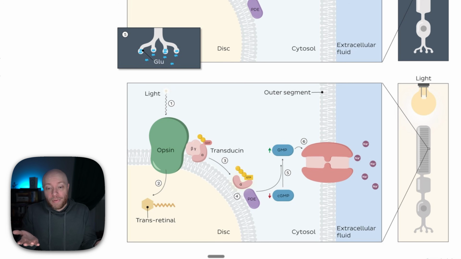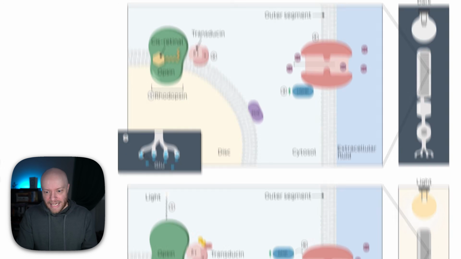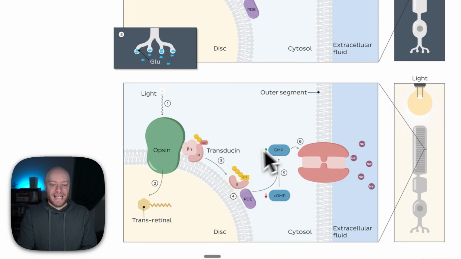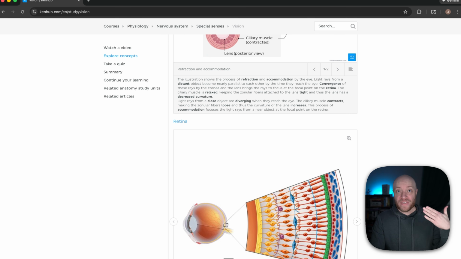All right, it's a complex process, yes, but it's really, really cool when you think about it, right? In the dark, sodium comes in. In the light, sodium can't come in. And this is the whole process that is happening here with rhodopsin, and a very similar thing is happening with conopsin inside of a cone. And all of this is going to result in you realizing that there is or isn't light. Absolutely fascinating.